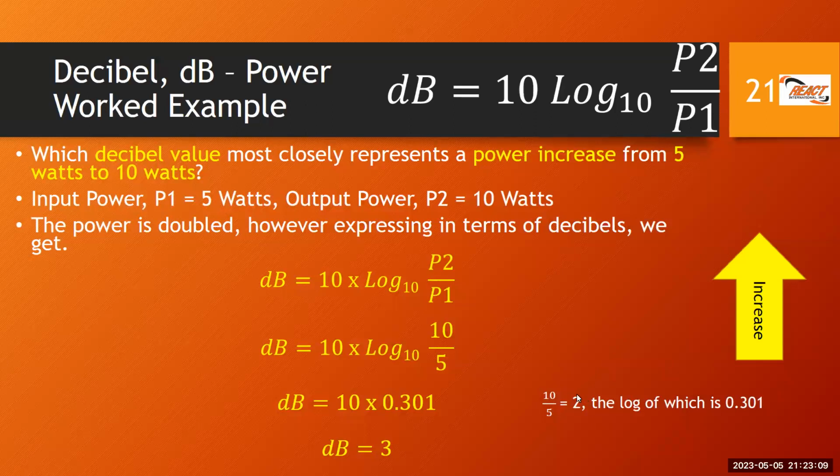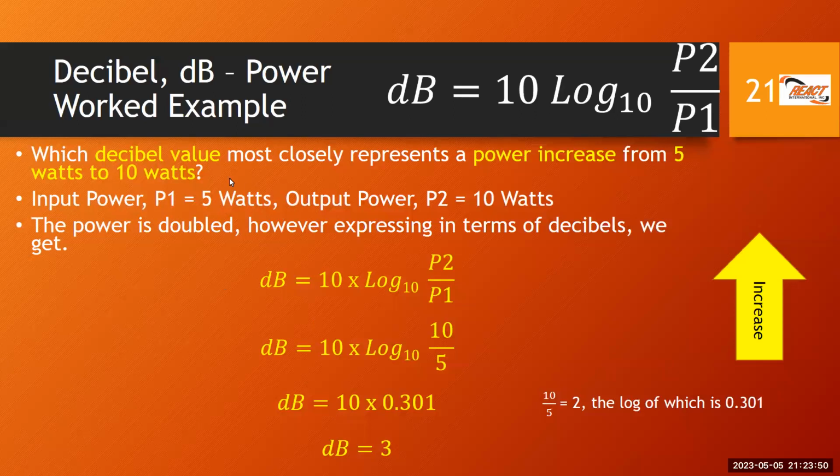So we take the log, or we put 2 into the calculator and then press the log button, and we get approximately 0.301. Now that's why also in the question they say most closely represents, because if you were to look at your calculator, you will see some digits after the one here, right? See 0.301. You can convince yourself of that. Stick it into the calculator. But we are using the 3 decimal places here for our purpose, right? So that's the log, right? But when we multiply that by 10, we get approximately 3. So we will say that the answer is 3 dB.